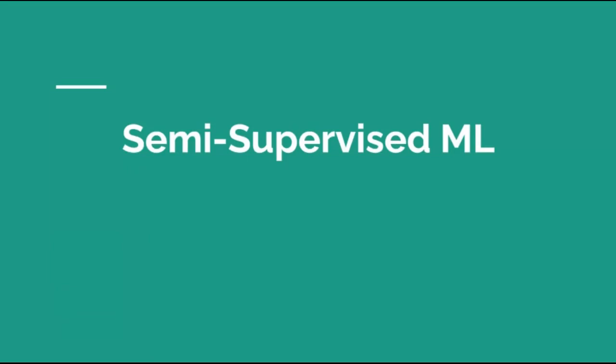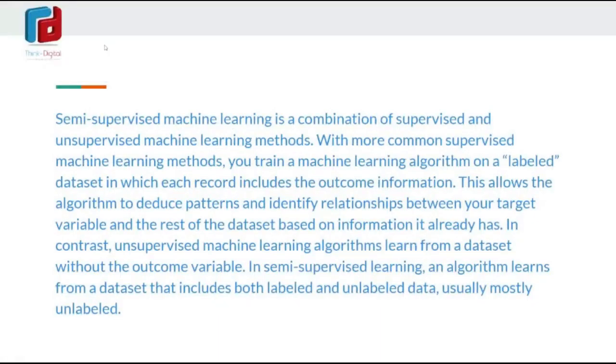So I've got so many responses. Thanks, guys. Now let me tell you about semi-supervised ML. As you have written, it's a combination of supervised and unsupervised machine learning methods. It's correct, but let me once again tell you the difference between supervised and unsupervised. In supervised machine learning, you train an algorithm on a labeled data set in which each record includes the outcome information. The algorithm deduces a pattern and identifies the relationship between your target variable, meaning the output, and the rest of the data set based on the features we talked about earlier. And in unsupervised learning, the algorithm learns from a data set without the outcome variable. Till now, have you understood?